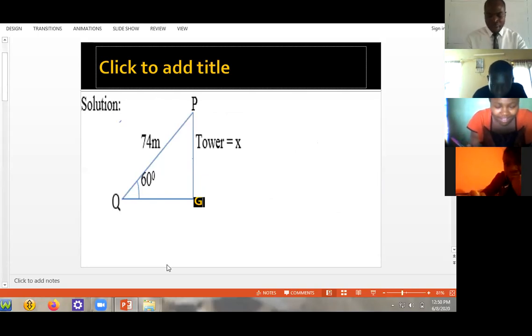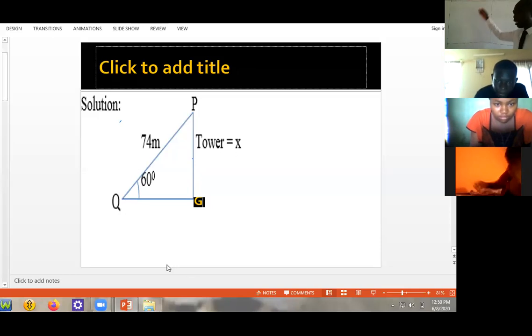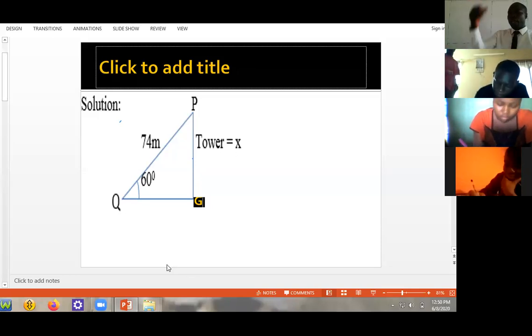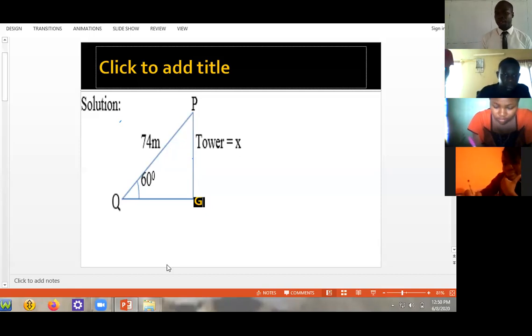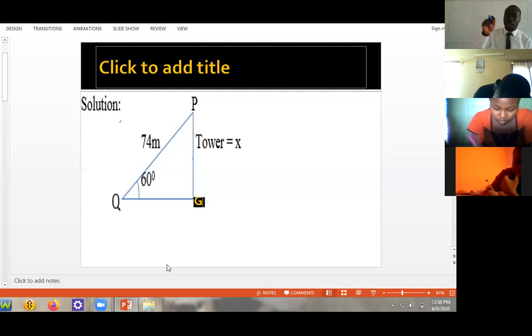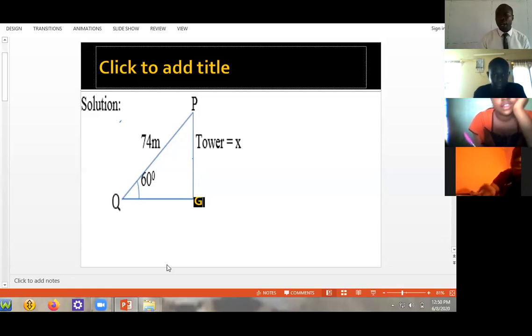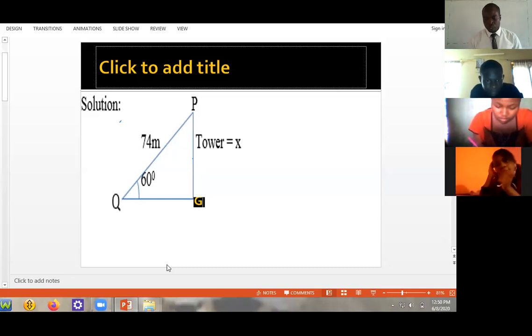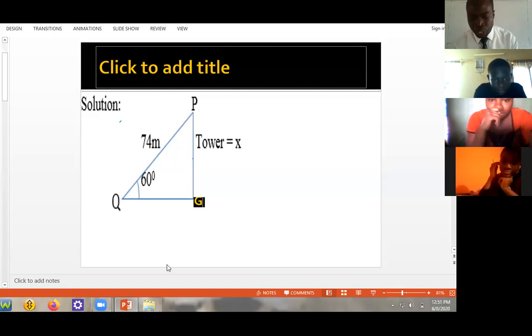They say the angle of elevation of a point P on a tower. So P is on the tower. For a tower, just draw a straight line. The tower is a right angle triangle we are dealing with here. Your tower is like a straight line and P is on it. As you can see in the diagram, G is your ground. Then they say from the point Q on the horizontal is 60, so the angle is on Q. Please quickly sketch it. The angle is 60 degrees.